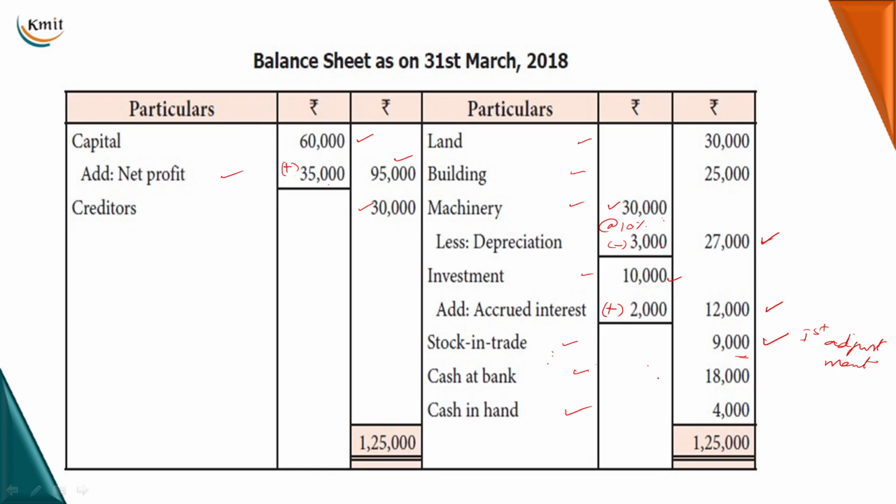So all the three adjustments are done, right? Now we'll sum up the asset side as well as the liability side. The condition that has to be satisfied here is the asset side should be equal to the liability side. This is how the balance sheet will be balanced, right?